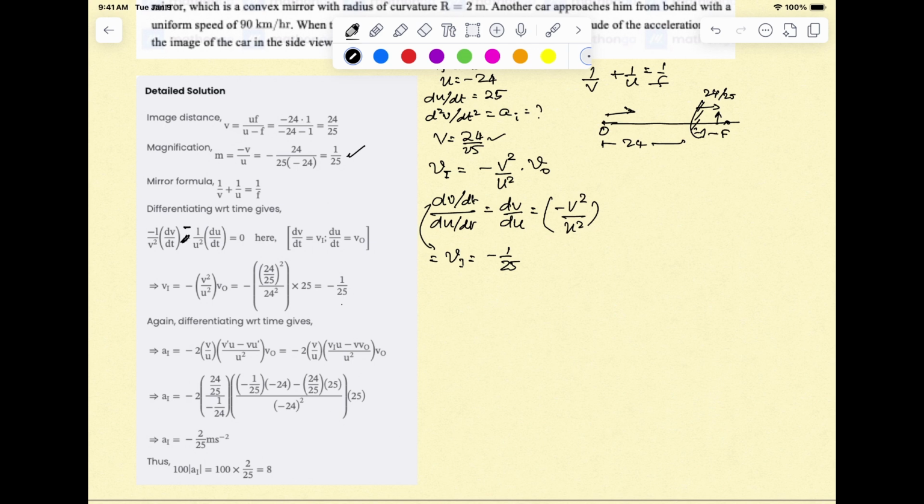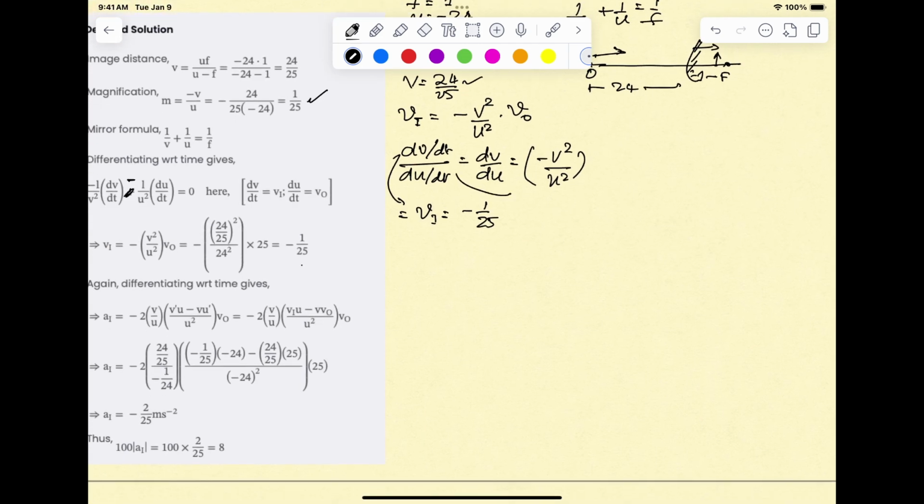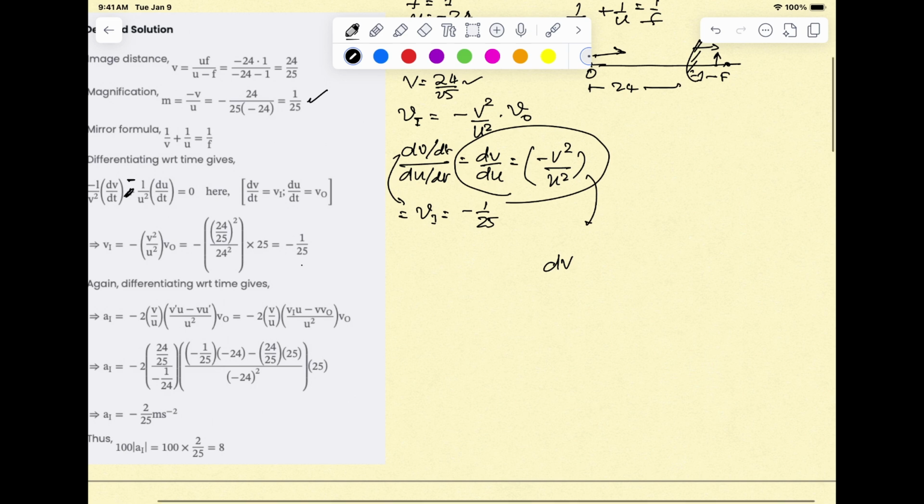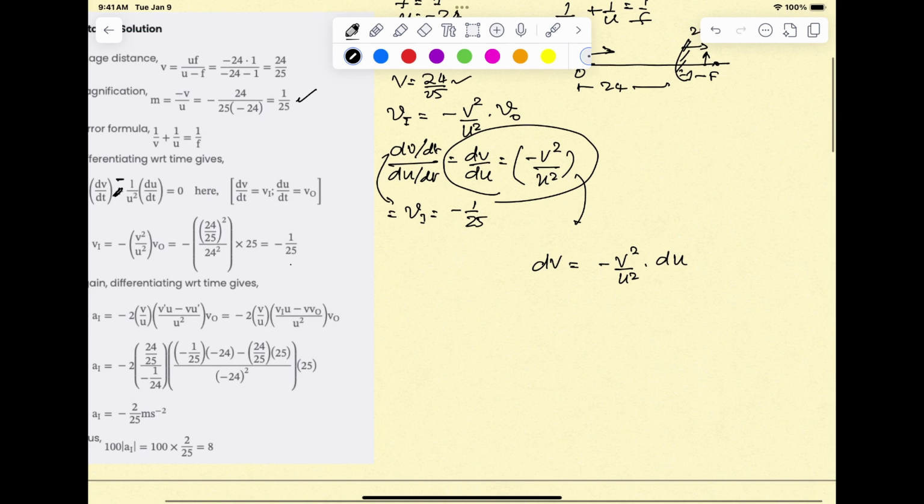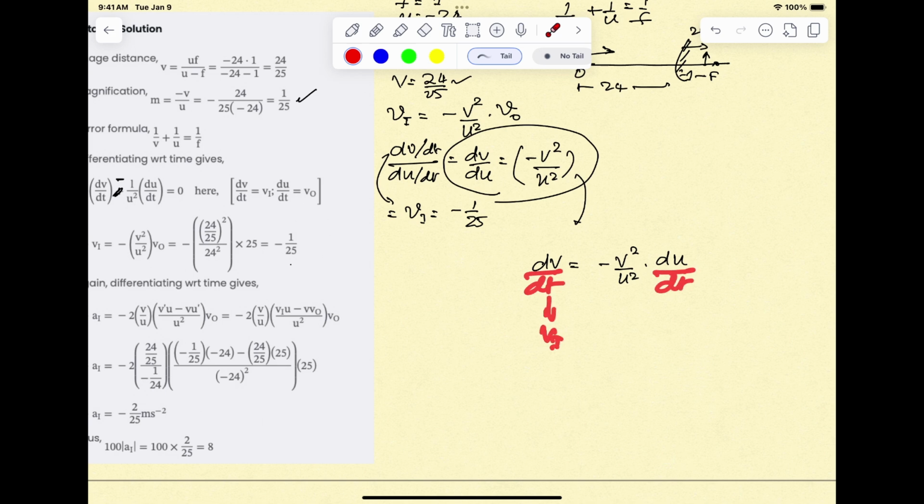Let us see what the quicker method is. Now we take this particular equation, which is nothing but dv by dt. By the way, I'm going to do the shortcut simplification while writing the steps also. Now, I simply write this as dv equal to minus v squared by u squared into du. Here, when I say dv, actually it means dv by dt, and this is also a dv by dt. That means this is velocity of image, this is velocity of object.